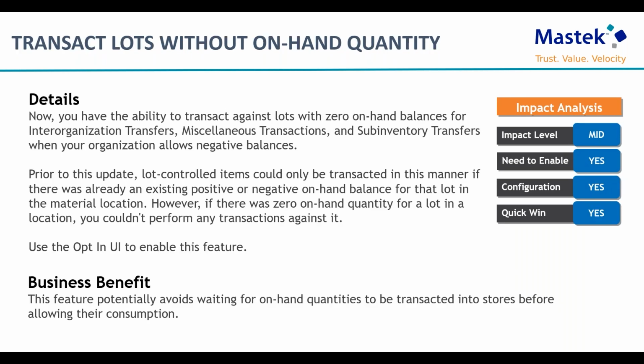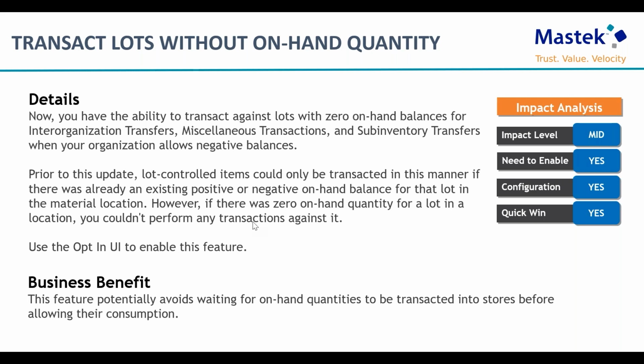The third feature update is transact lots without on-hand quantity. Prior to this release, even when you enable negative quantity, negative transactions on a particular inventory org, you were not allowed to do transactions when a particular item quantity was 0 on a particular sub-inventory or inventory org. But with this new feature, you will be able to do the transactions even if a certain item quantity in the sub-inventory or the locator is 0.